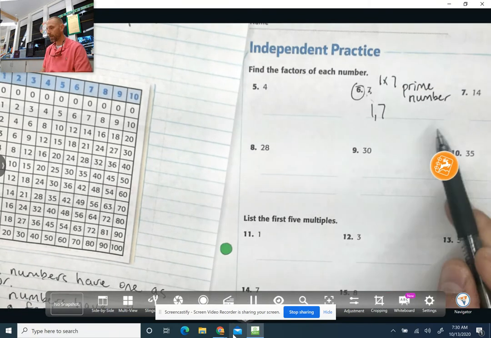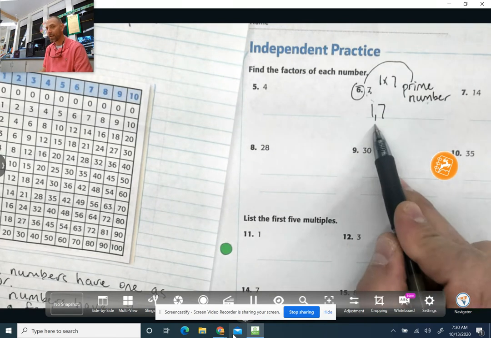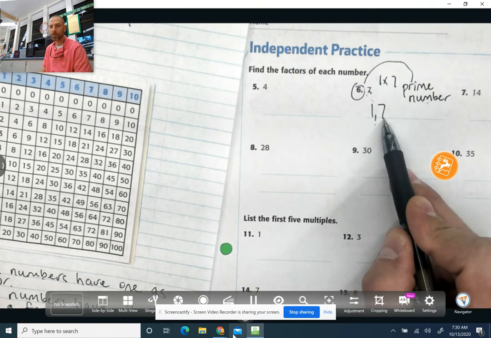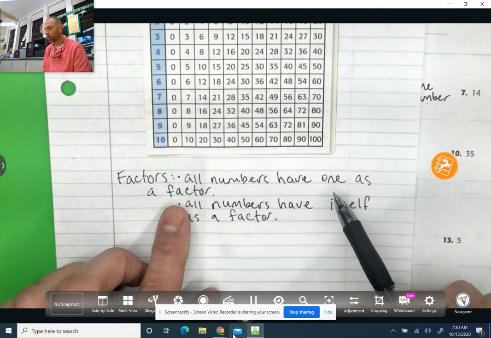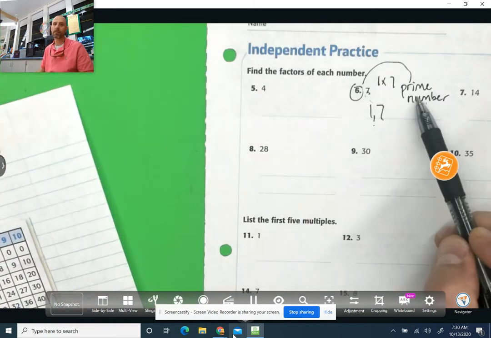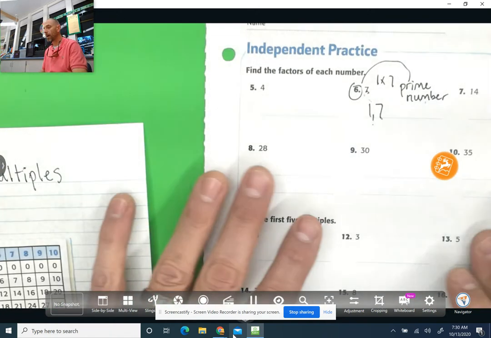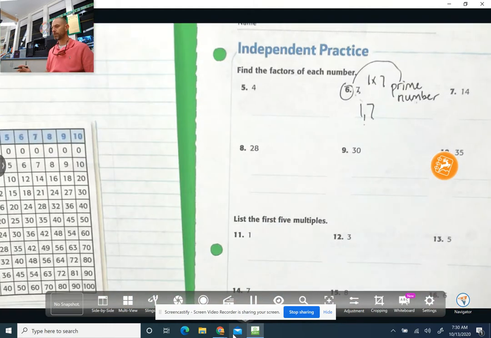Okay? 7 is a prime number because it only has 1 and 7 as a factor, or it only has 1 and itself as a factor, prime number. Well, then the opposite of that is look at number 5. Okay, let's find the factors of 4.